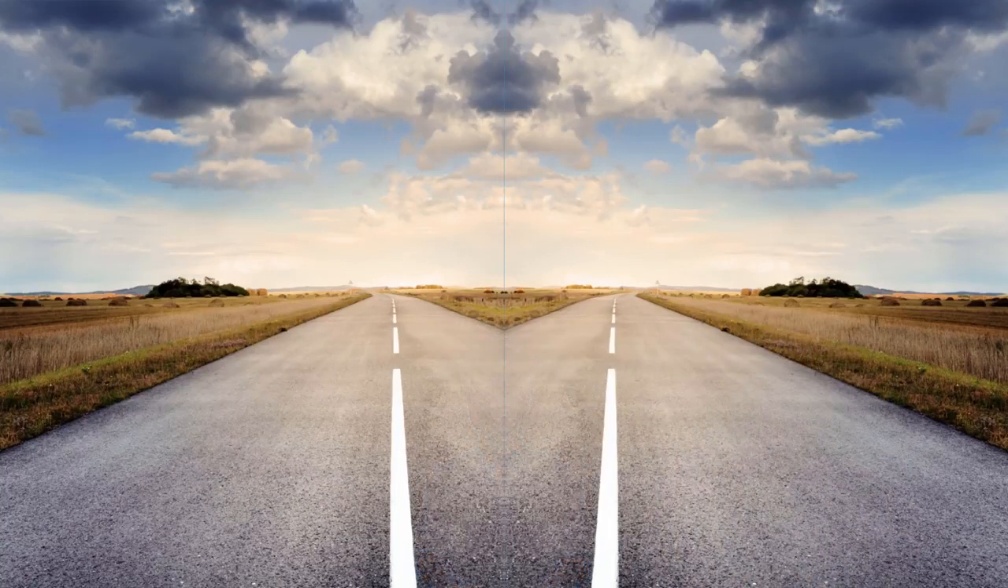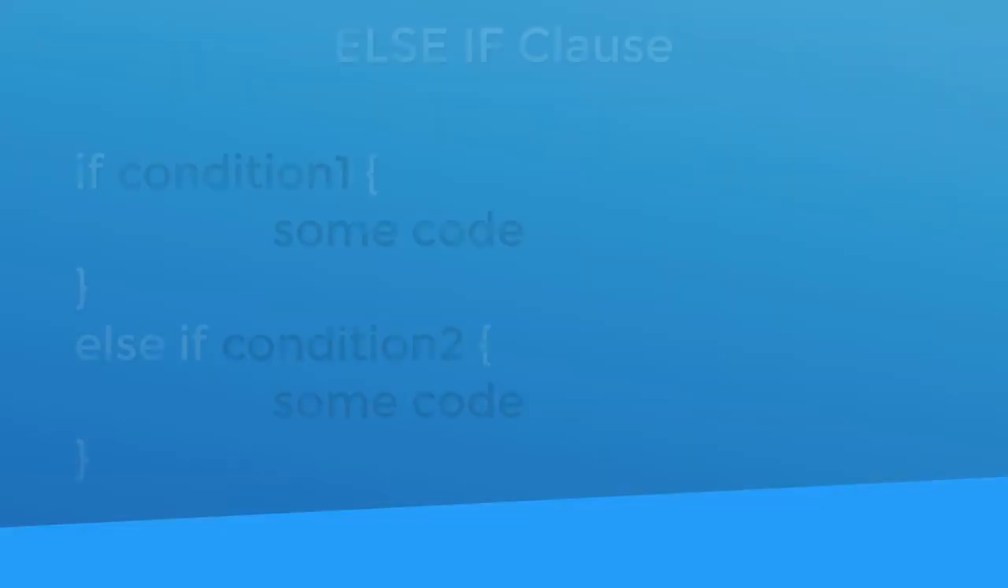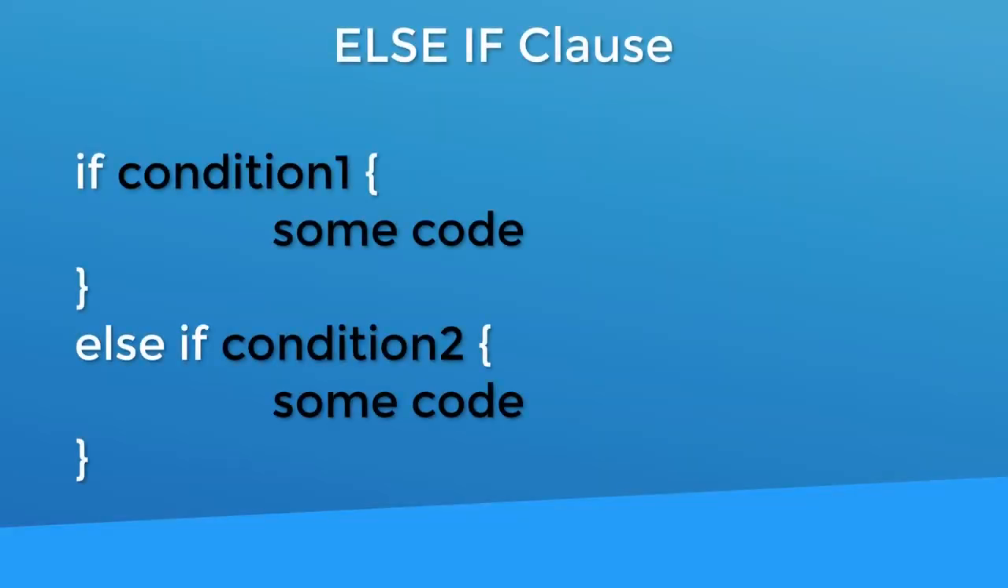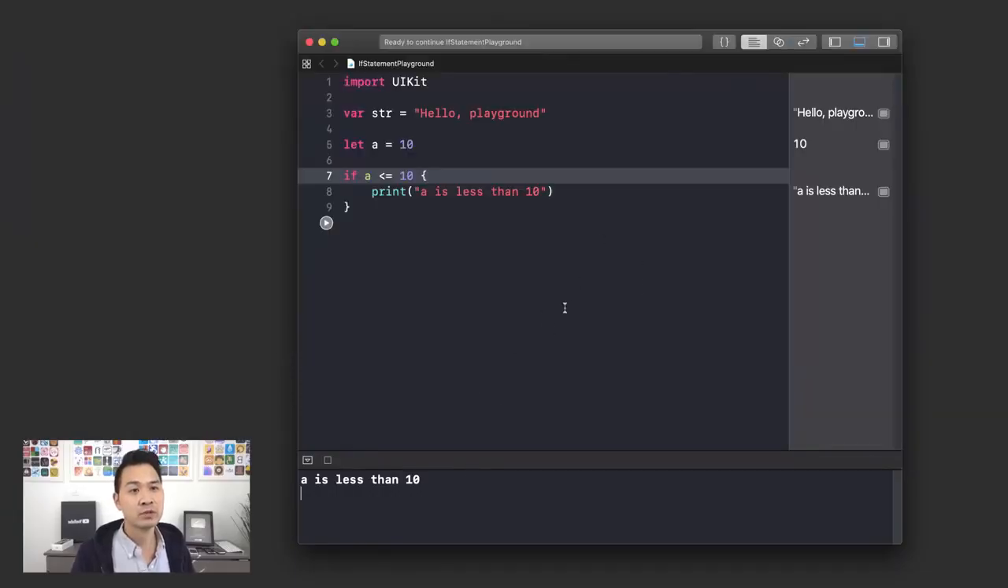So that's kind of like how the if statement works, except that it evaluates the conditions from top to bottom. So the first condition that is true, it's going to run that block of code, and then it's just going to ignore everything under that if statement. So let's jump back into the playground and let me show you how this works.